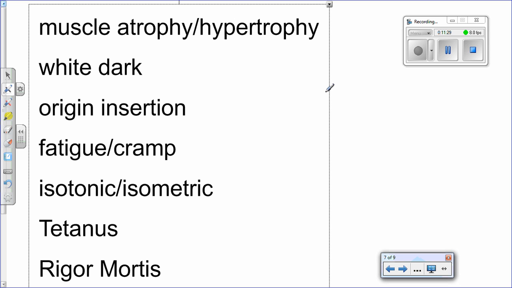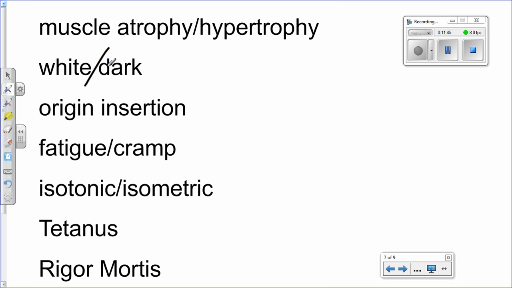All right, terms that you have to know: muscle atrophy and hypertrophy. Atrophy is the breakdown or the shrinking of the muscles due to a lack of use. Hypertrophy is the exact opposite, where the muscles enlarge because of use. White and dark muscle. We're just talking about fast twitch here with white and slow twitch here with dark. Generally see lots of myoglobin in the dark or slow twitch fibers and less myoglobin here in the white.